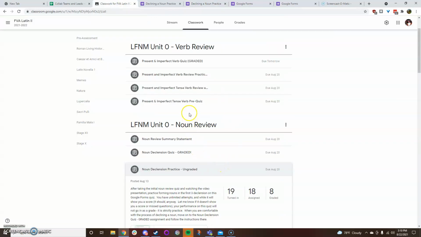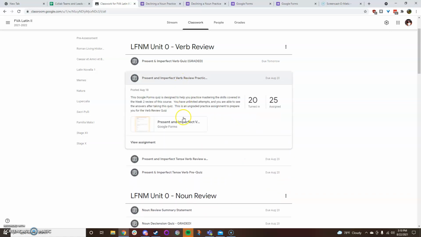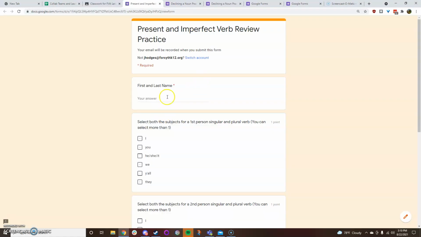Now let's look at the verb review. Here's the pre-quiz. We're going to look at the practice. You can find all the notes and other information you want here in this little presentation, or in this assignment on Google Classroom. We're going to do the review practice before the graded. So, again, first and last name, Magister Hodges.